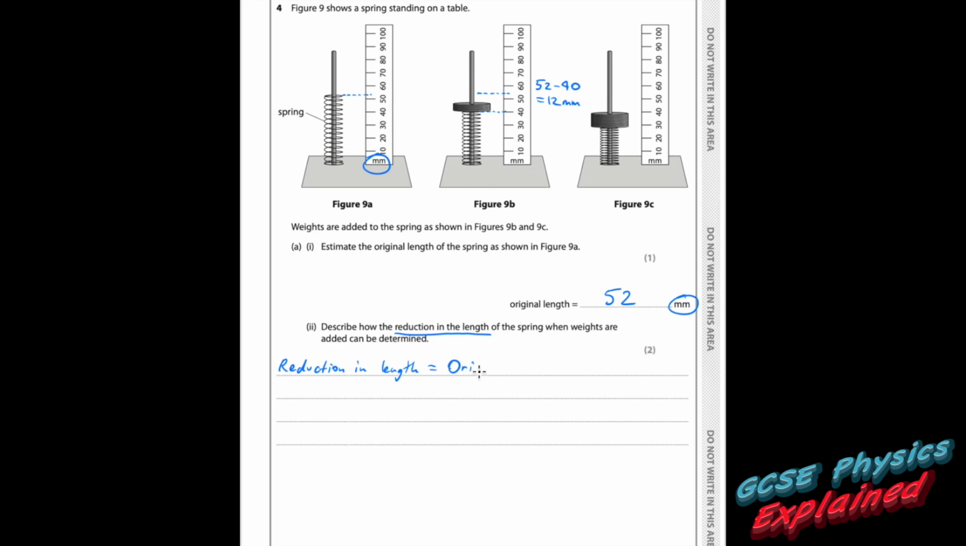So reduction in length equals original length, take away the new length.